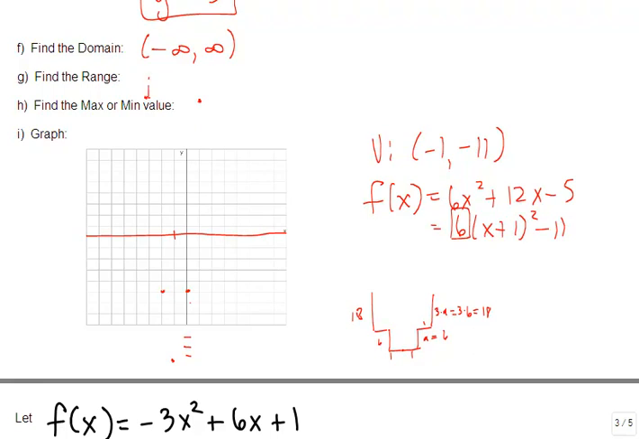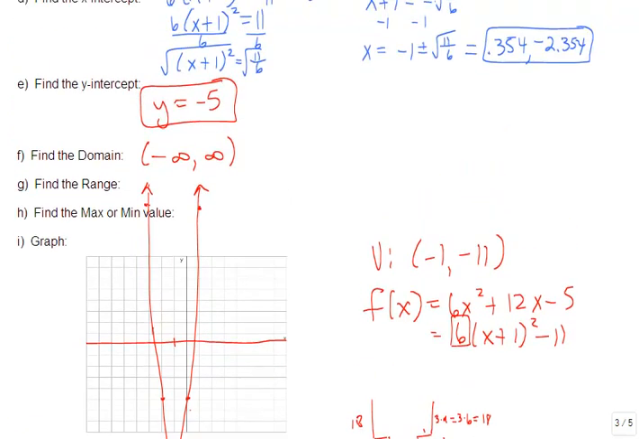And then when you connect these, it's going to be a very, very skinny, narrow parabola. And if you wanted more detail, you could put in those intercepts. We already have the y-intercept at -5. It happened to go right through that point. And then your x's were at 0.354, and at -2.354. So again, mine are sort of in the right position, but you can draw probably a little bit straighter than I can on your paper.